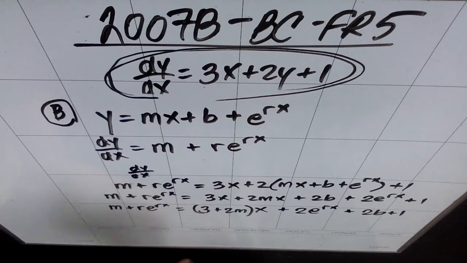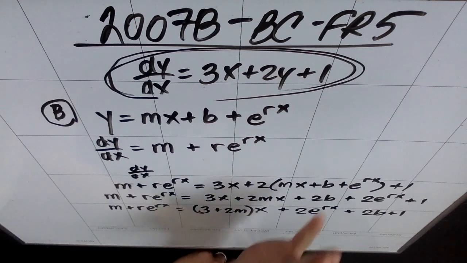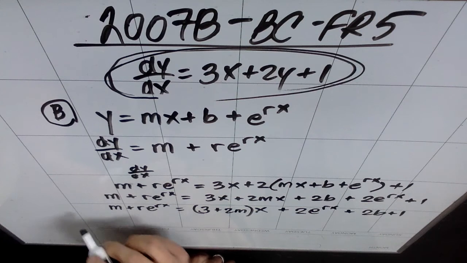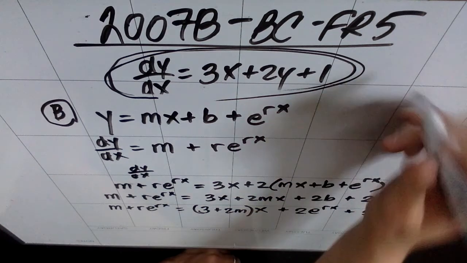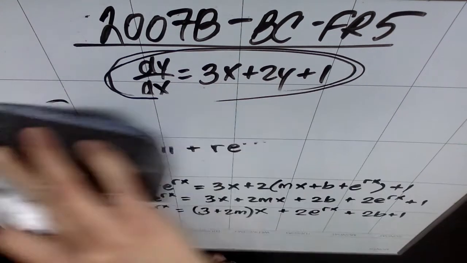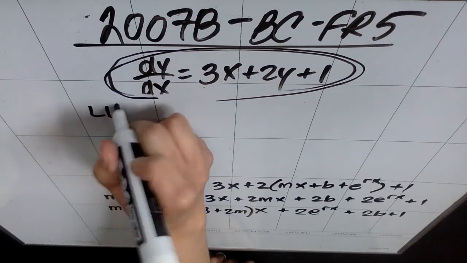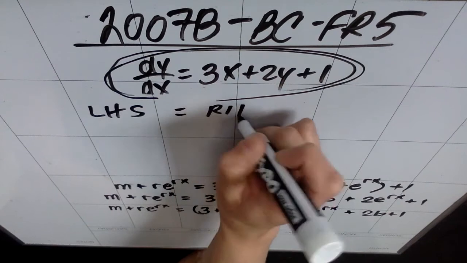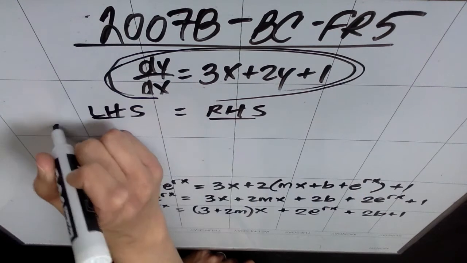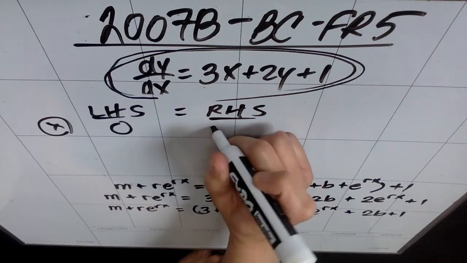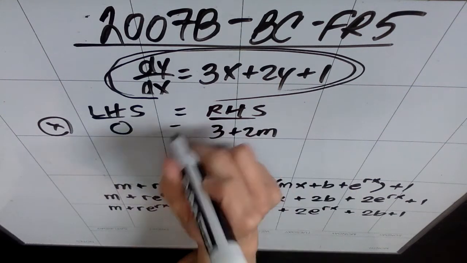Here's the trick. To be a solution to the differential equation, whatever's on this side has to equal whatever's on this side regardless of x. What that means is that the x stuff has to equal the x stuff. Well, there's no x's on the left-hand side, right? So if we come up here for a sec, and I'm going to buy myself a little bit of space up here, okay? So whatever's on the left-hand side has to equal whatever's on the right-hand side. So the linear x term on the left-hand side, which doesn't exist, has to equal a 3 plus 2m on the right-hand side.